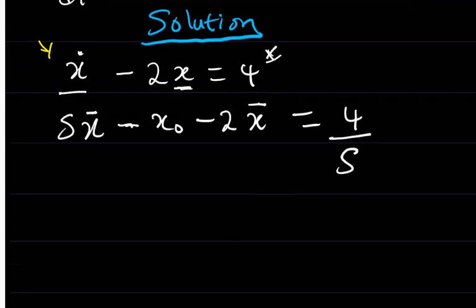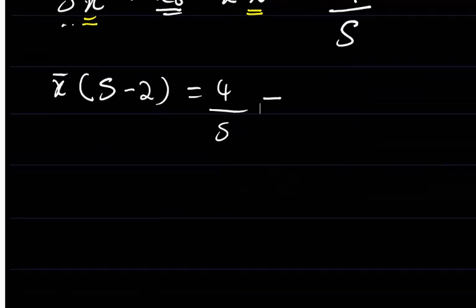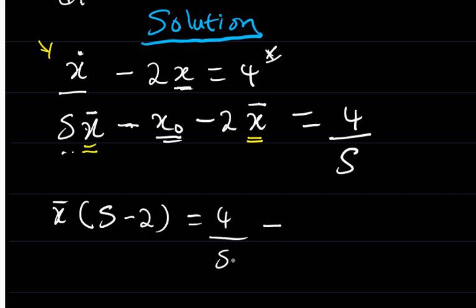Remember, we are making the subject. We have to make the Laplace transform of the dependent variable, which is x bar, the subject. So let me collect it together. Collecting that term together, I'm going to have x bar as a common factor, then inside the bracket I have s minus 2. Now I take this to the other side of the equation. That's going to be 4 all over s, then minus x0, and it happened that x0 is 1, so that is 4 all over s, then this becomes plus 1.